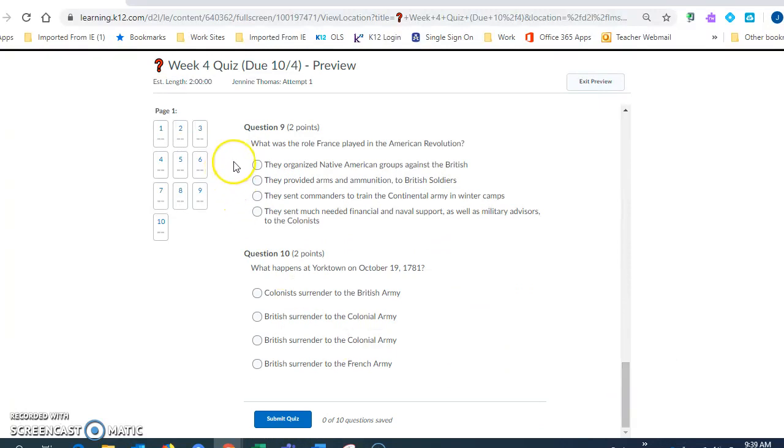Question 9. What was the role France played in the American Revolution? They organized Native American groups against the British. They provided arms and ammunition to British soldiers. They sent commanders to train the Continental Army in winter camps, or they sent much-needed financial and naval support, as well as military advisors to the colonists.